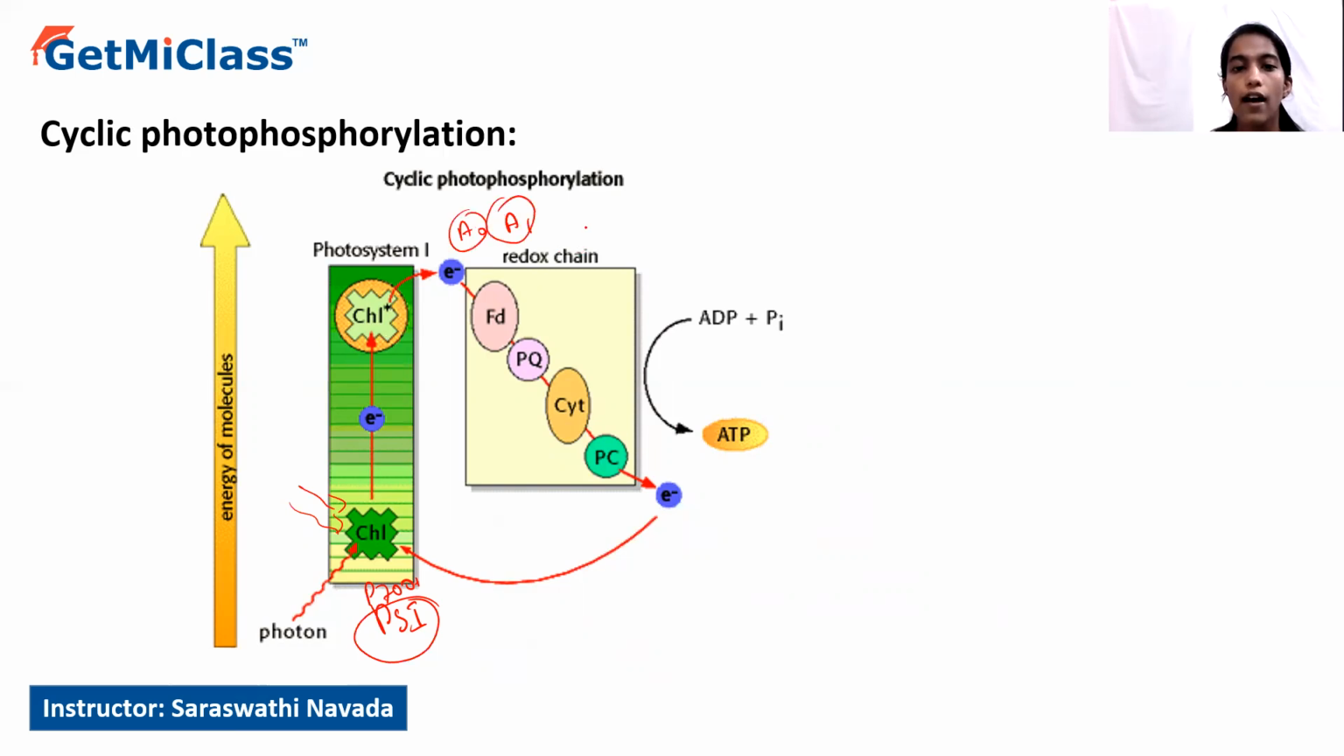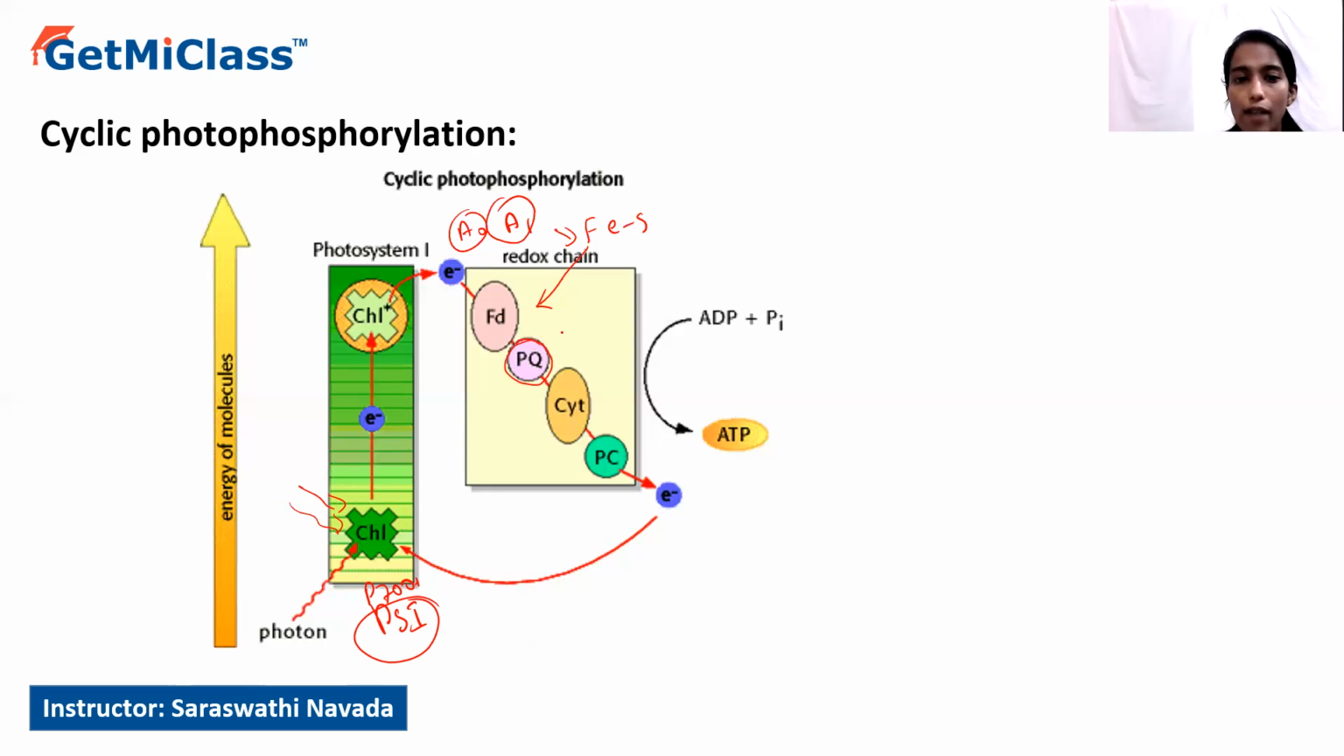And further it will be transferred to the ferrous sulfur protein, and from there to the ferredoxin. And from the ferredoxin, this electron will be carried by the plastoquinone. We have seen in non-cyclic photophosphorylation, from ferredoxin the electron is transferred to NADP reductase. But here in cyclic phosphorylation, that process or that enzyme is not there. So the electron from the ferredoxin will be transferred to the plastoquinone.